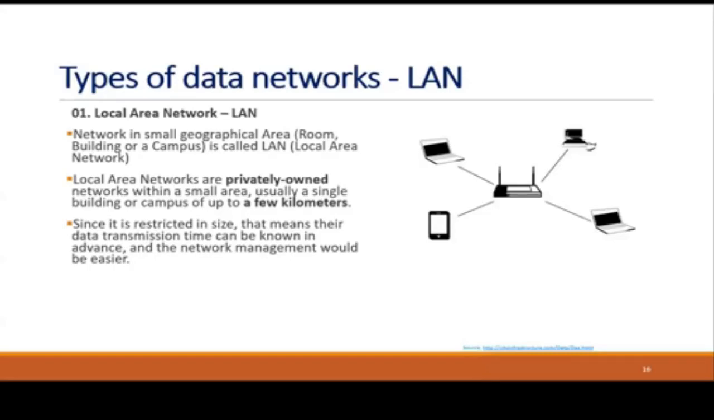Since it's restricted in size, the data transmission time can be known in advance, and the network management would be easier. Of course, if we internally do something, it's not going through the internet, but it's in the intranet, inside links. So it's quick. If you think about the RCT Central example that I took, if you do something on the second floor, like the scan, you can get the results at the ground floor. It's in the same building, so the data transmission is quick. Data transmission happens inside the same building, right? So I hope that is clear.